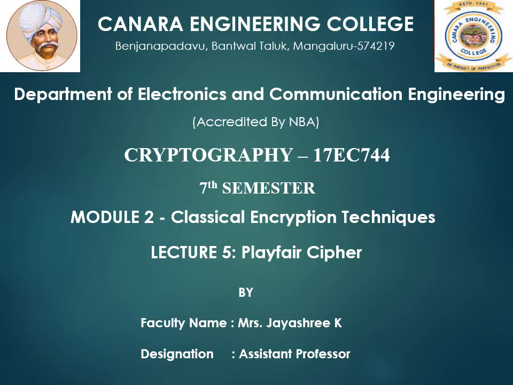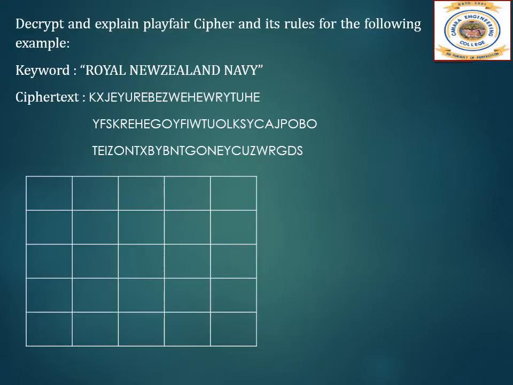In today's lecture, let us work out an example on Playfair Cipher. So in this question, let us decrypt the given cipher text using a Playfair Cipher. The keyword given over here is Royal New Zealand Navy, and the cipher text is also given along with it. So first, let us fill up the Playfair matrix.